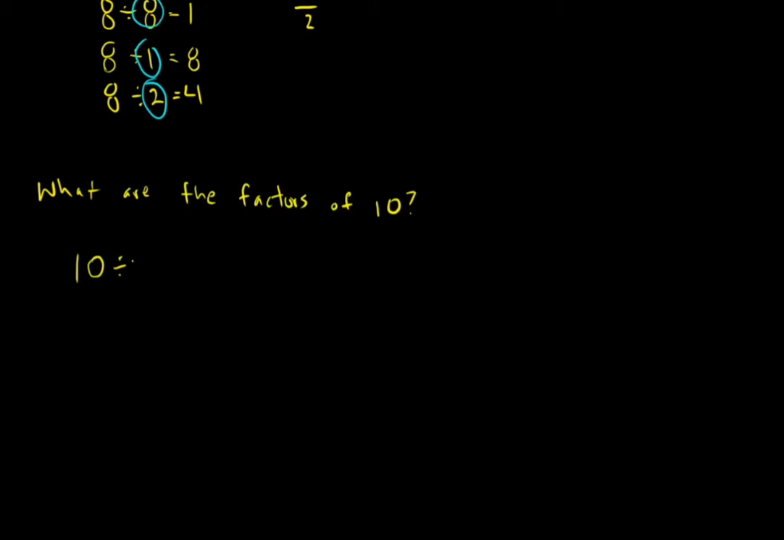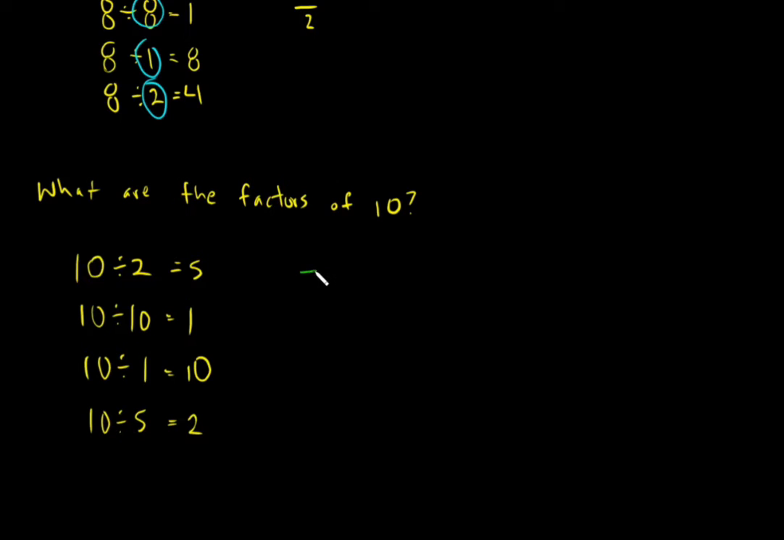10 can be divided by 2, that's 5. 10 can be divided by itself, 10 divided by 10 is 1. 10 divided by 1, any number can be divided by 1, so that's just 10. And then 10 can also be divided by 5, and that's 2. Notice that there are no remainders in any of these. Now we look at our list of numbers, and the numbers that we divided 10 by are actually our factors.